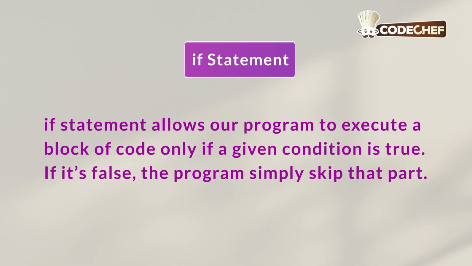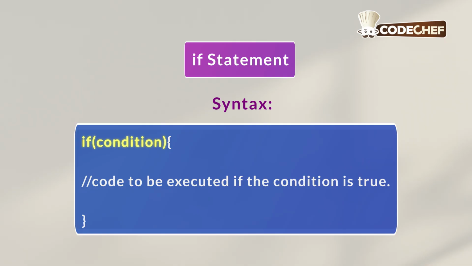If statement. An if statement allows your program to execute a block of code only if a given condition is true. If it is false, the program simply skips that part of the code. Let us discuss the syntax to understand this better. So if, then inside a bracket we have given the condition which will be checked by the if block. Then inside curly braces we will write the code which will be executed if the given condition is true.